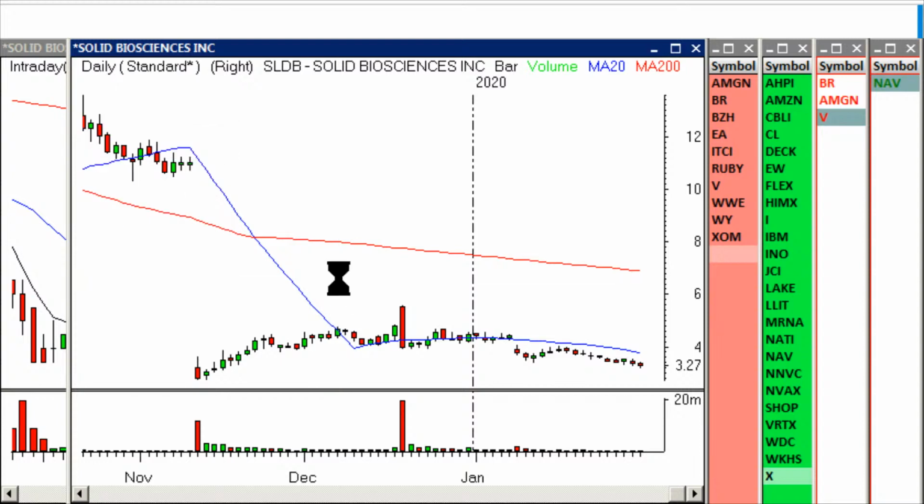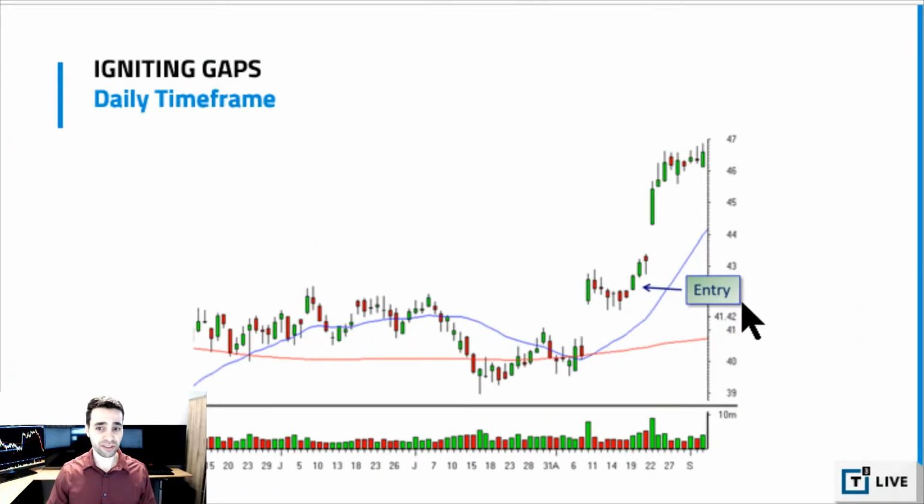All right, continuing on here. So that's the idea: after the gap, you start stalking it for a pattern. If it's a professional gap, you want to play it in the direction of the gap. So this was a professional gap up, meaning start stalking it not for a short pattern, but for a long pattern. Does that make sense?